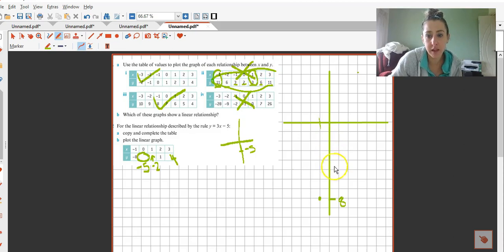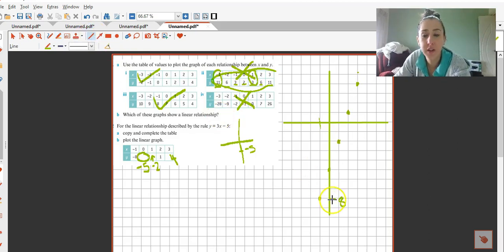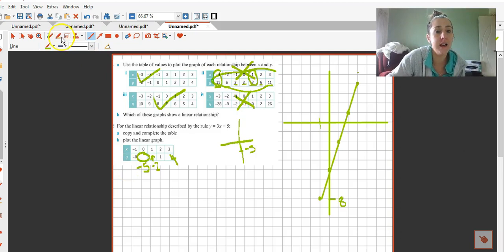Then where x is equal to 0, we've got negative 5. 1, 2, 3, 4, 5. And where x is equal to 1, we've got negative 2. At 2, we're at positive 1. And at 3, we're up at 4. So 1, 2, 3, 4. Then simply we join those together, like so. And that is our line, that's our graph of y equals 3x take 5.